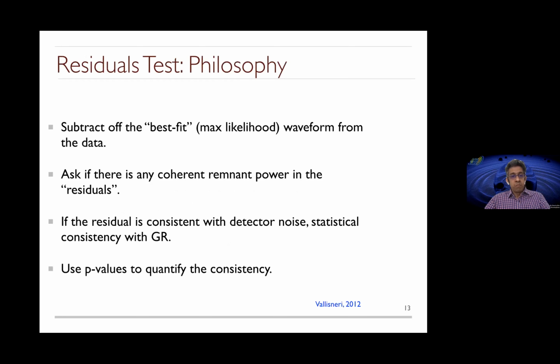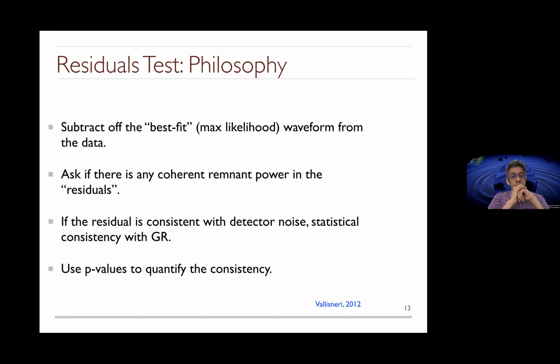Okay, so the first test that I'll talk about is called the residuals test. It is a consistency test. So what we do here is that there is data. From the data, we subtract off the best fit, read it as the maximum likelihood waveform. So you have made a detection, you carry out a GR parameter estimation, you get a maximum likelihood estimate of the parameters, and there is a waveform which corresponds to that. So you subtract off that waveform from the data, and if everything is fine, you would expect that the residual after subtracting off will be consistent with noise.